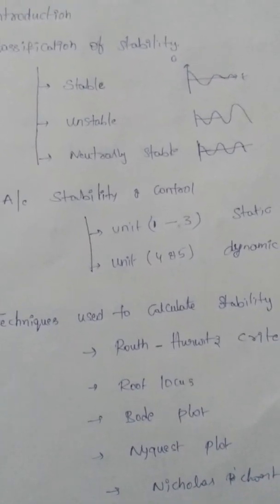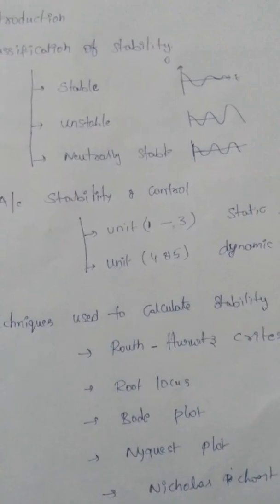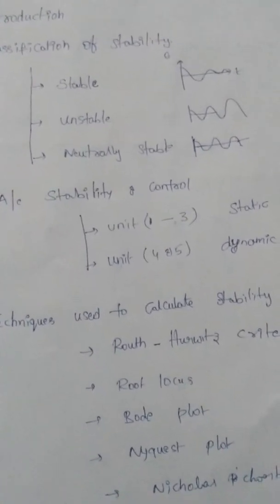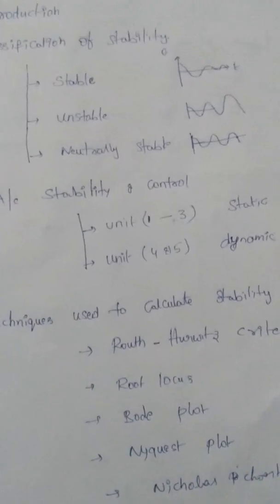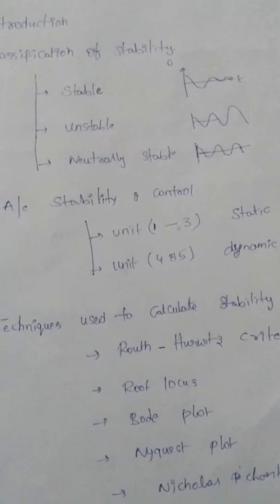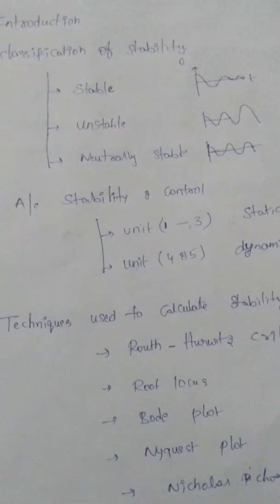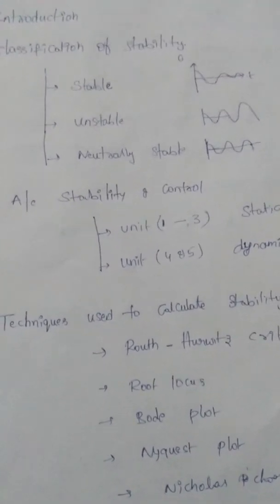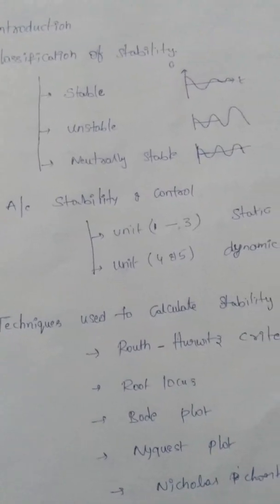For example, if the system is a second order system, by observing the poles you can comment on the stability of the system. If poles are negative, then you can say the system is stable. If any one pole is positive, then the system is unstable. Like that you can comment on the stability of the system. There are a lot of techniques to comment on stability of the system.